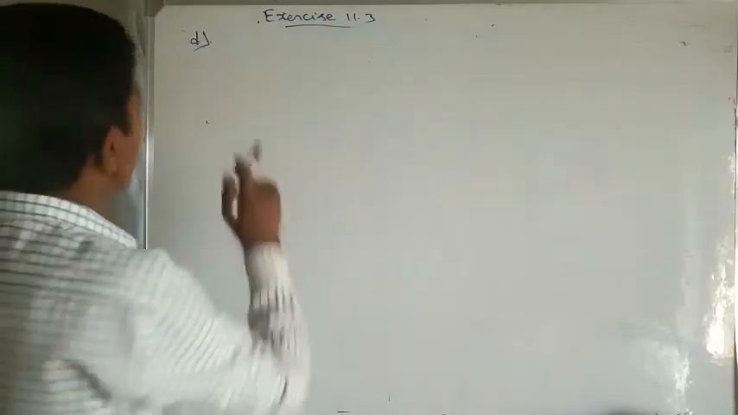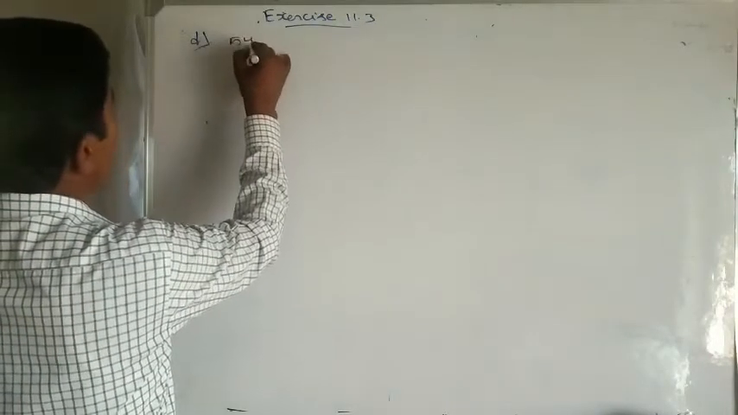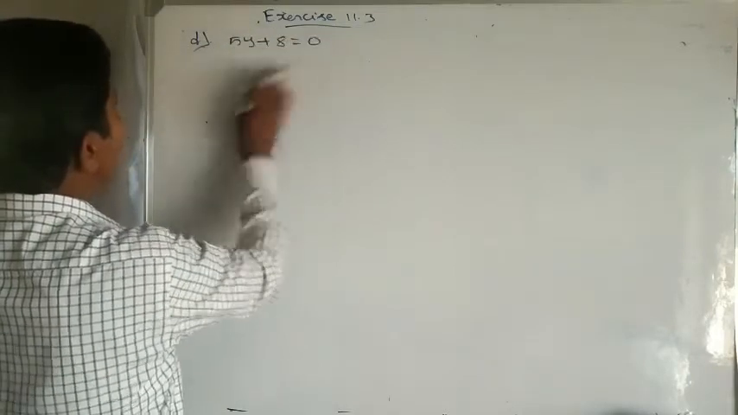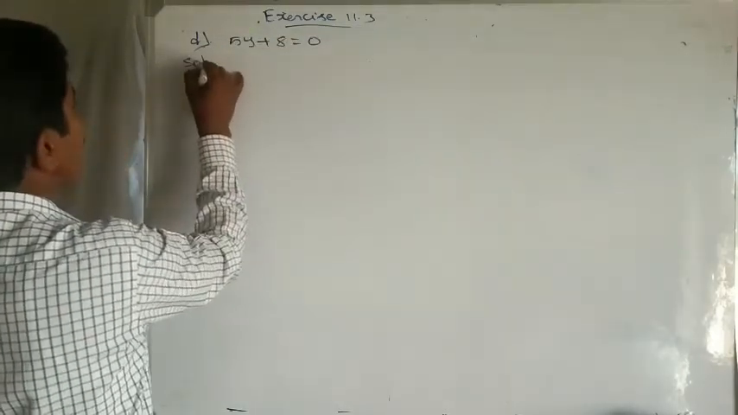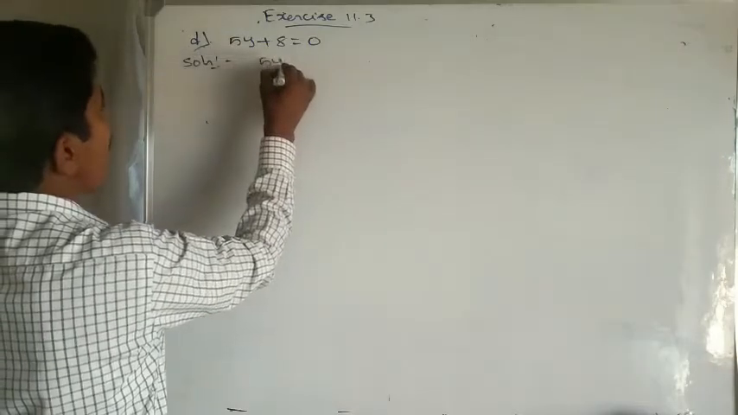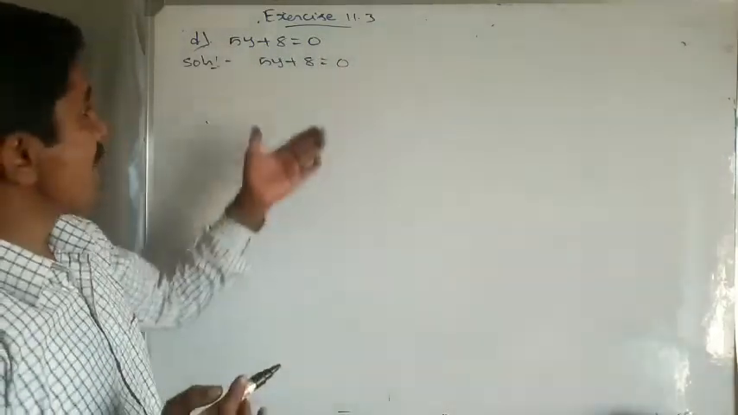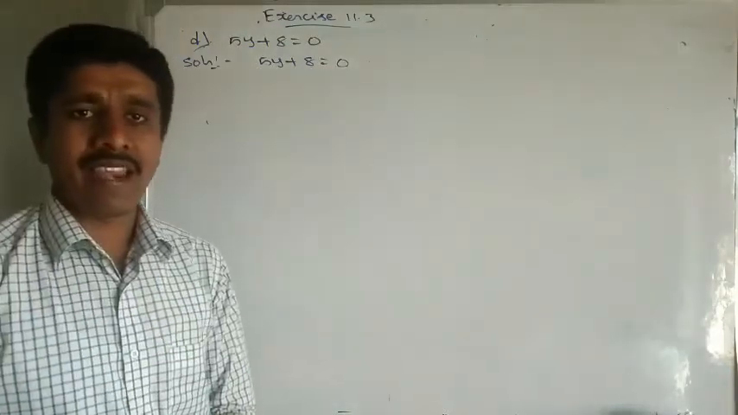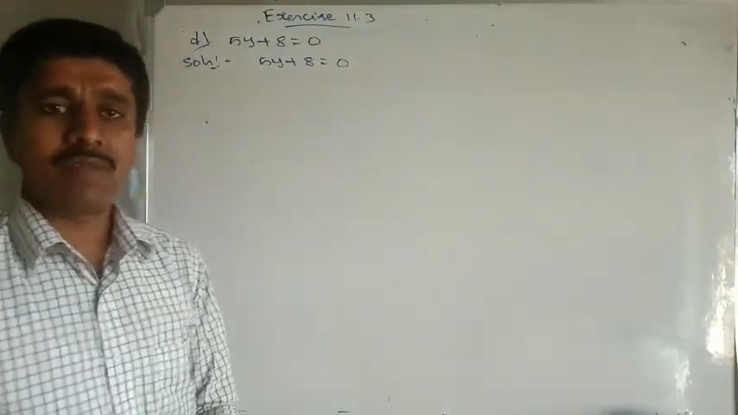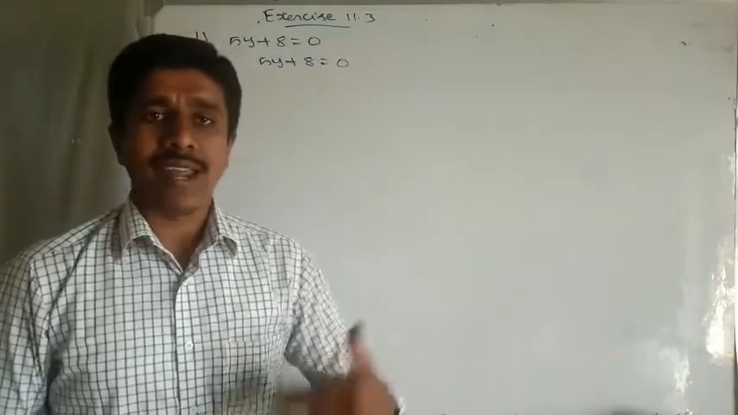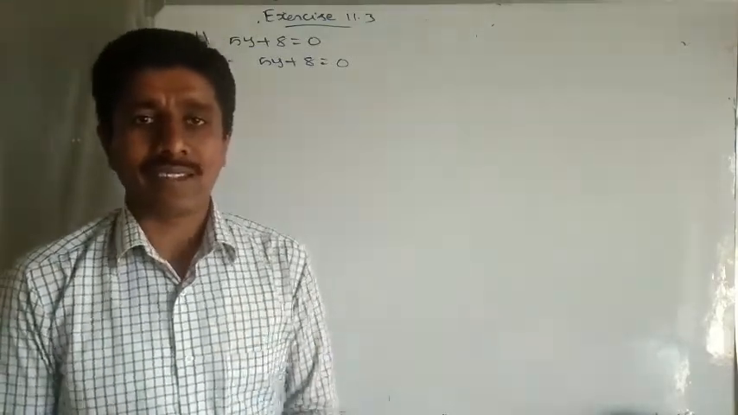Next, 5y plus 8 is equal to 0. So your given plane is 5y plus 8 is equal to 0. First express it in the standard equation lx plus my plus nz is equal to d. Then write the direction cosines and the distance.